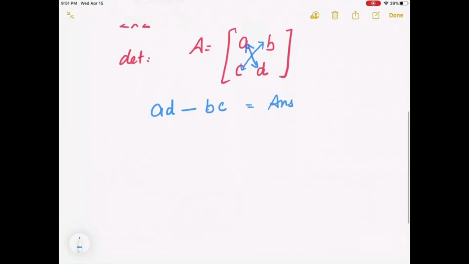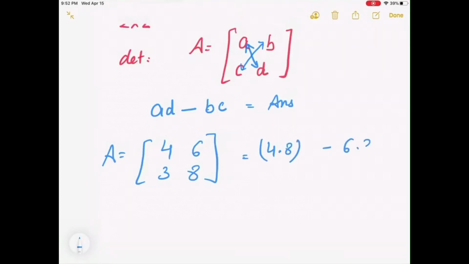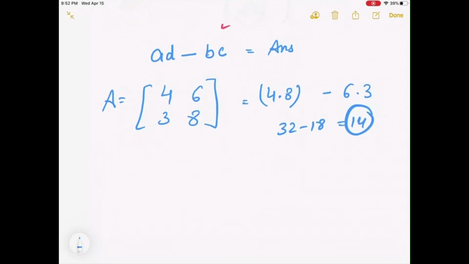Let me show you with numbers. Let's say matrix A is 4, 6, 3, 8. Pretty simple. Just multiply the diagonals, but don't forget you have to go left to right first. So I would do 4 times 8 minus 6 times 3. If you multiply these, it's 32 minus 18, which is 14. So that's how we deal with 2 by 2 matrices.